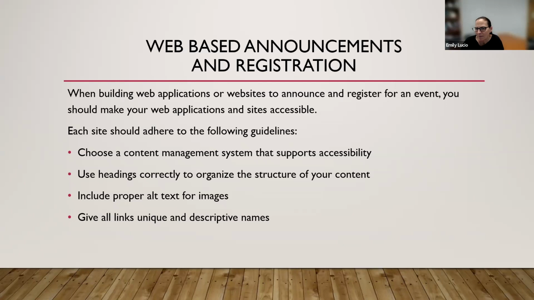When you're building web applications or websites to announce and register for an event, you absolutely want to make sure that those are accessible. So, you don't want people to not be able to register for your event because the screen reader could not access the registration. So it should adhere to the following guidelines. You want to choose a content management system that supports accessibility. You want to use headings correctly to organize the structure of the content. And you want to include proper alt text for images and give all links unique and descriptive names.